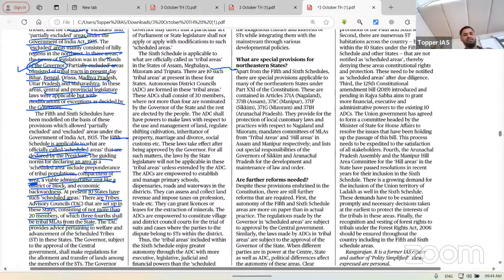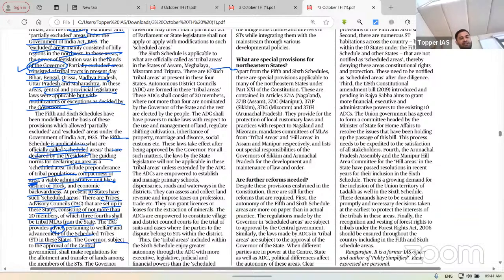Okay, understanding this, the tribes advisory council provides advice. Remember it. It provides advice. Highlight it there, right? It provides advice pertaining to welfare and advancement of scheduled tribes in these states. Then this is the role of the tribes advisory council. What is the role of the tribes advisory council? It advises for the welfare and development of scheduled tribes. That's all. Now come to what are the powers the governor has with respect to these scheduled areas.